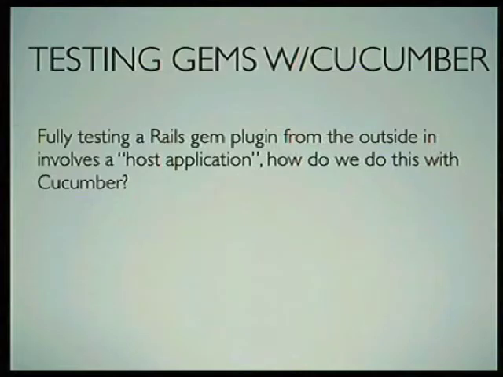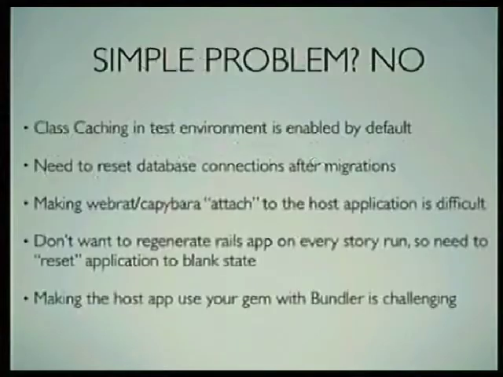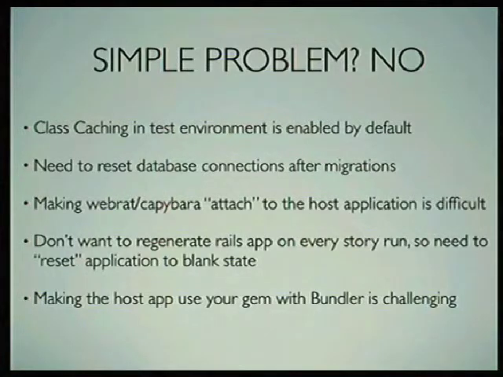And in order to do this using Cucumber, probably the best technique is to use a host application example. In other words, generating a Rails app and using the plugin inside there. And so how do you do this with Cucumber? It sounds like it might be pretty simple, but it really isn't. Some people start out by just having a Cucumber step definition that will generate a Rails app. And then, well, what happens there? There's a lot of problems.